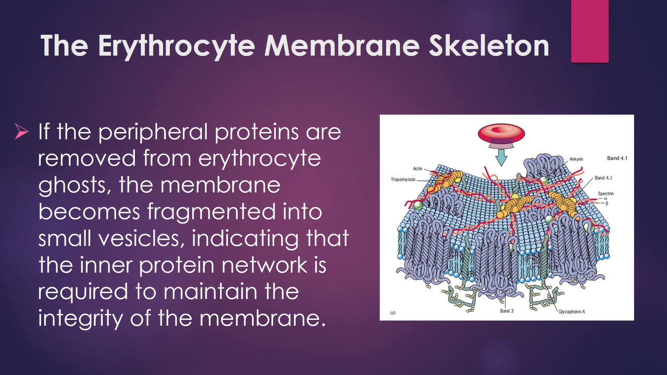If the peripheral proteins are removed from an erythrocyte ghost, the membrane becomes fragmented into small vesicles, indicating that the inner protein network is required to maintain the integrity of the membrane.